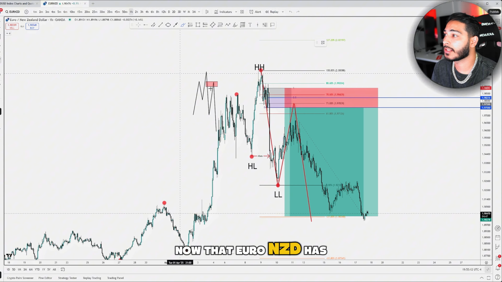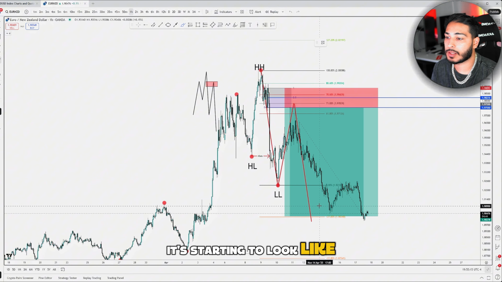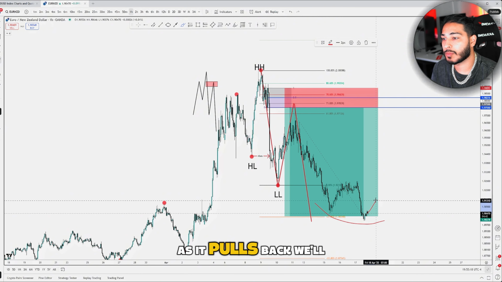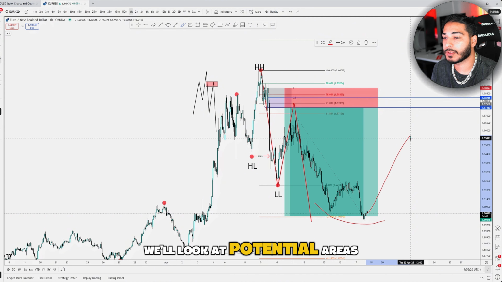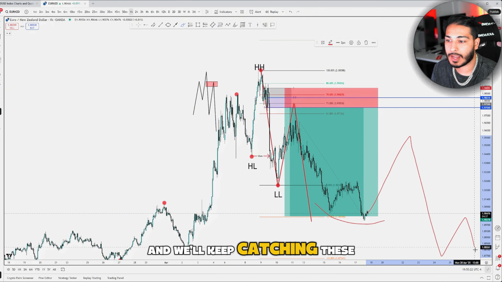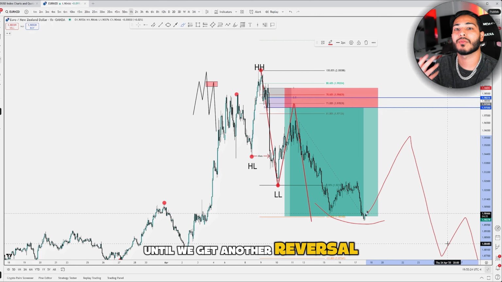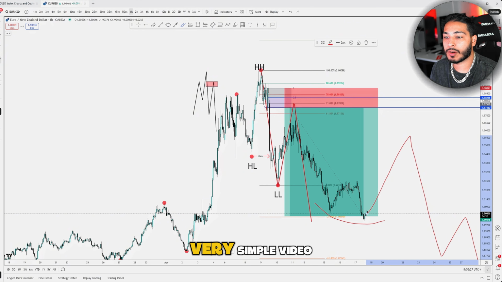Now that EURNZD has made this wave, it's starting to look like it's slowing down. As it pulls back, we'll look at the market, we'll look at potential areas to catch re-entries, and we'll keep catching these swings down until we get another reversal. But guys, this was a very, very simple video.